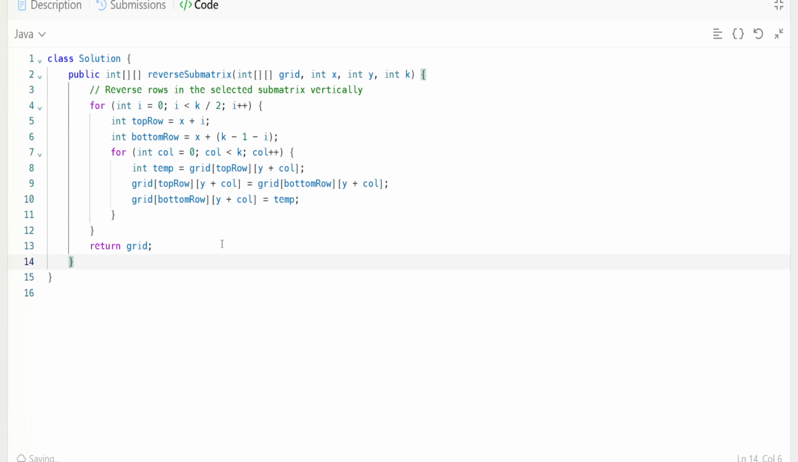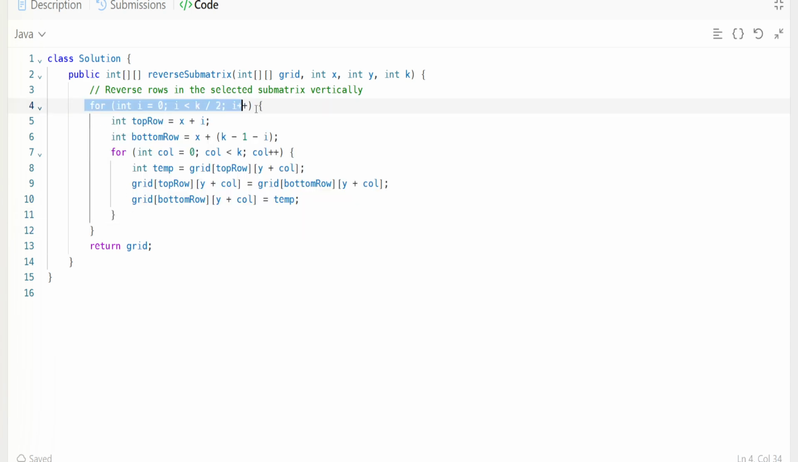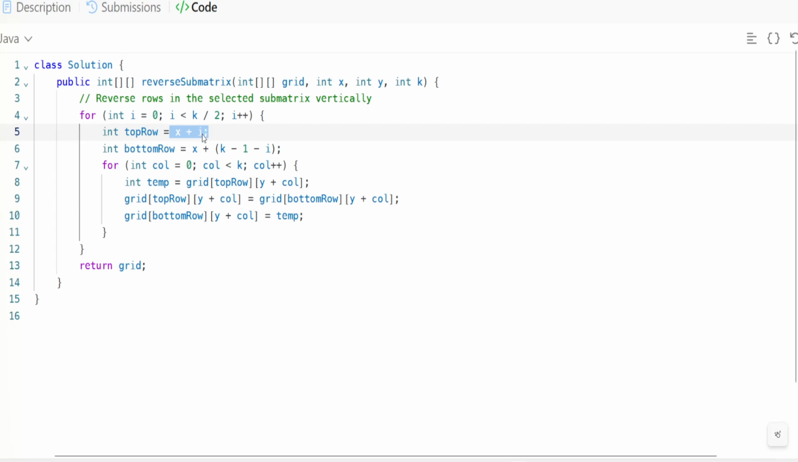Okay, so what you need to do, you just start from the loop, right? 0 to k by 2 you will go, i plus plus, then you will get the row, x plus i. So let's suppose very first we have been given x, y, and k as 3, so 3 by 2 is 1, which means the outer loop runs once, right? Then we'll get the top row and bottom row.